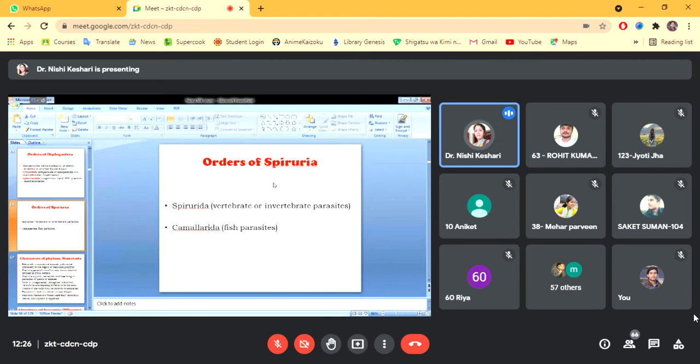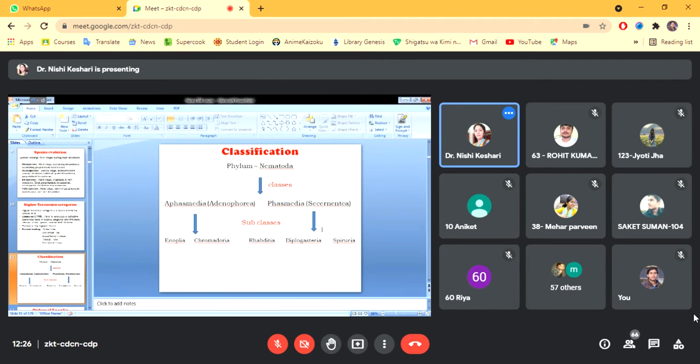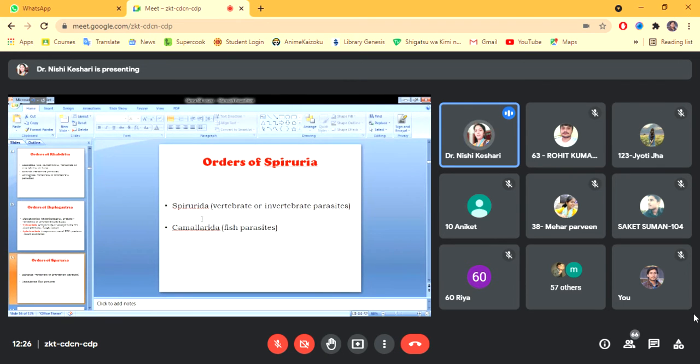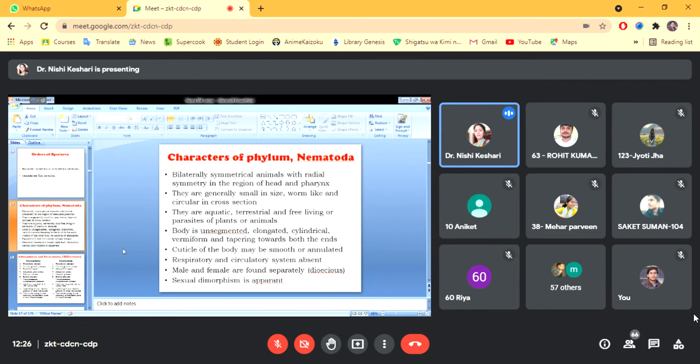Now the next one is Spiruria, in the case of Secernentia. In Spiruria, two orders are there: Spirurida and Camallanida. Camallanida are all parasites, and Spirurida are vertebrate or invertebrate parasites, so we don't bother about that. We go only to the plant parasitic nematode orders, that is four orders: Dorylaimida, Triplonchida, and then Tylenchida and Aphelenchida.